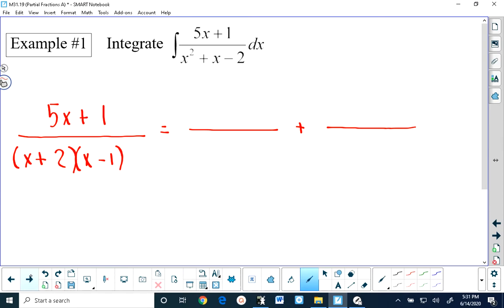So you'll notice that I took the liberty here of factoring the denominator. x² + x − 2 factors into (x + 2)(x − 1).